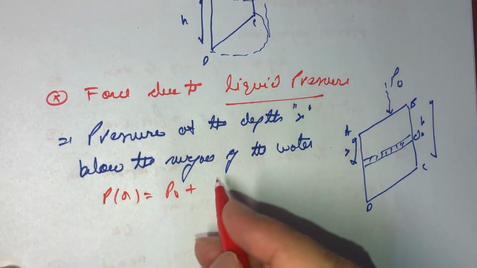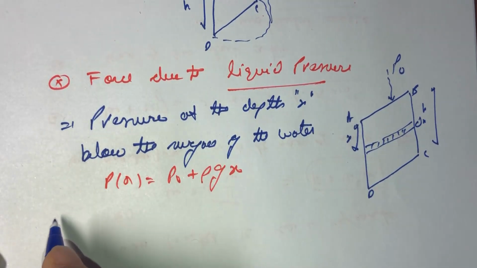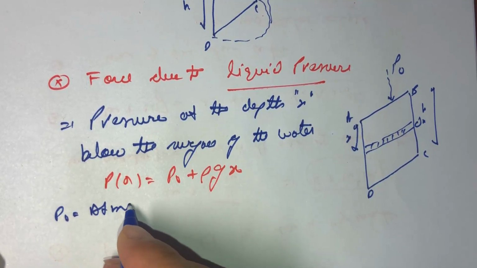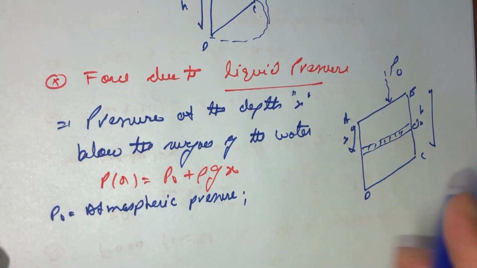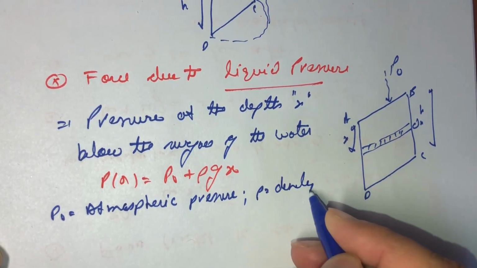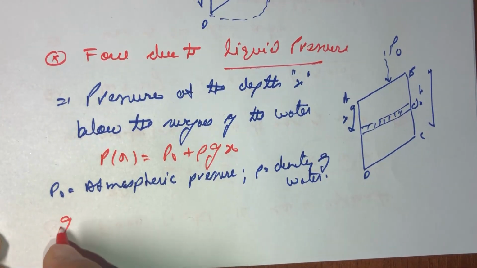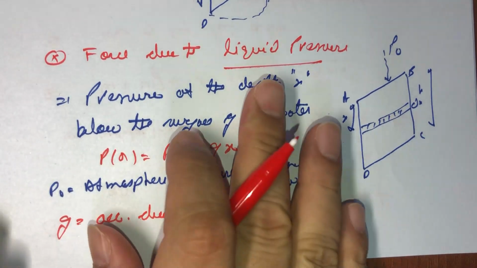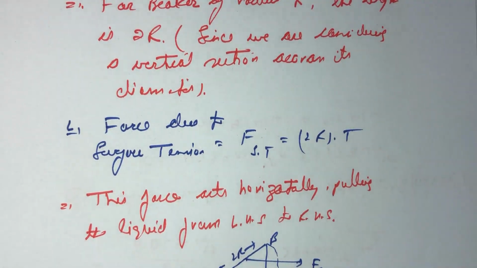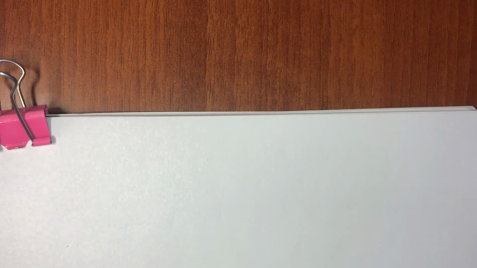This will be P0 plus rho gx, where P0 is atmospheric pressure, rho is the density of water in this case, g is the acceleration due to gravity, and the total force is found out by integrating over the entire height of the liquid column, that is h.